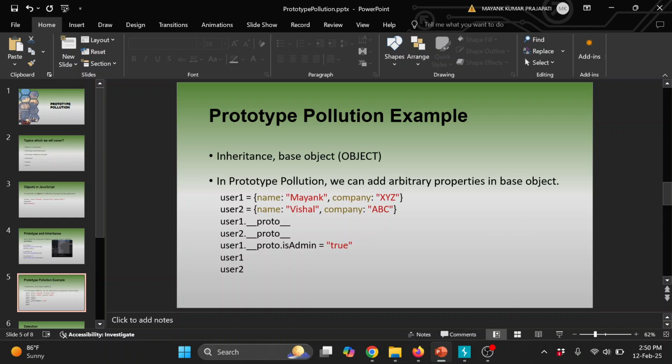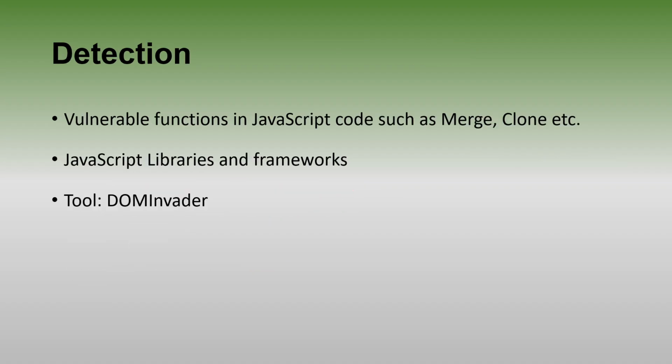So we have already covered this example. Coming to the detection part, you have to analyze the JavaScript. In the JavaScript, there can be functions like merge and clone, which can be vulnerable to prototype pollution, or a function called set value that can also be vulnerable to prototype pollution.